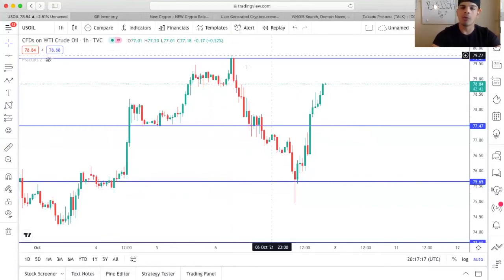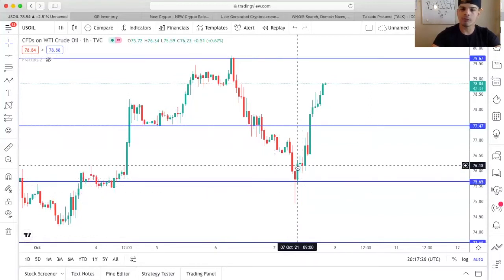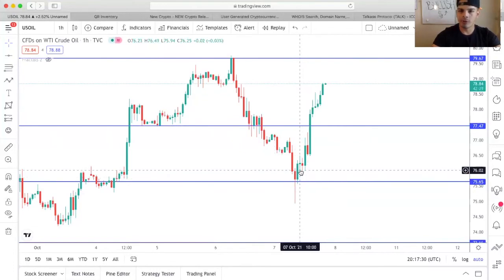Okay, so when it's touching a resistance and you're looking for a reaction there to take a sell or a short, you're looking for a bearish engulfing. If it's bouncing off your support level, your floor level, and you want to take some buys or some longs, well, you're looking for an engulfing candle, a bullish engulfing candle, okay?